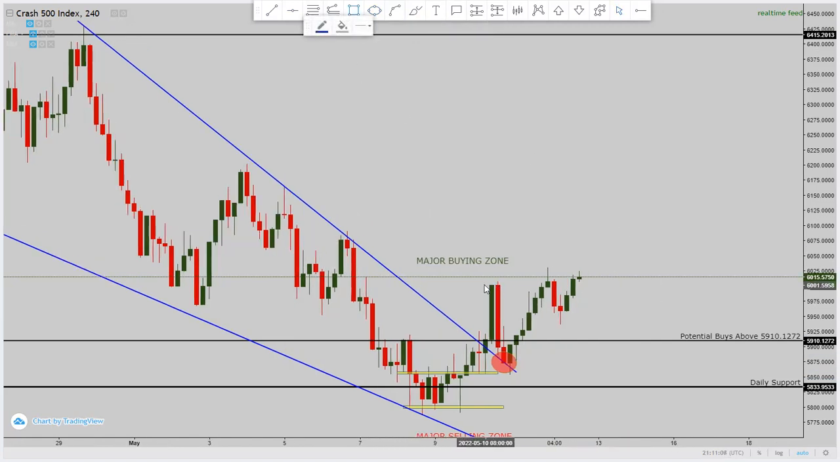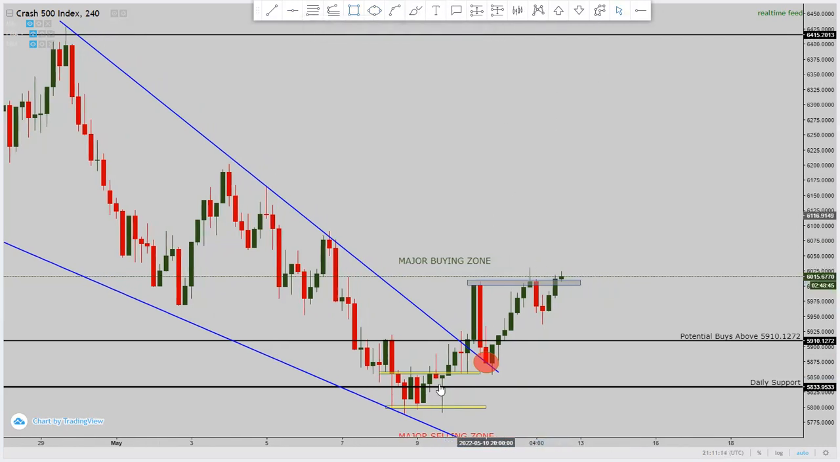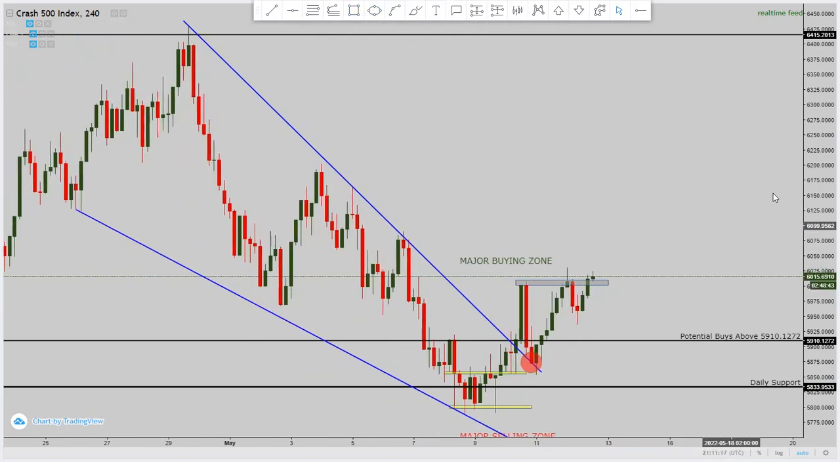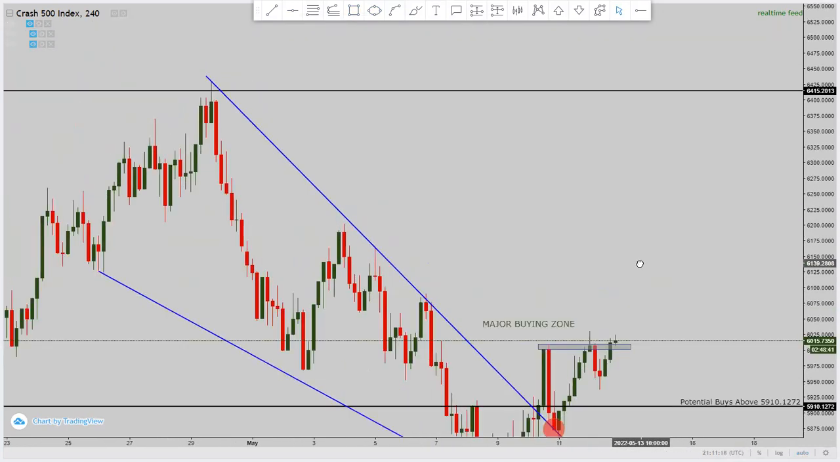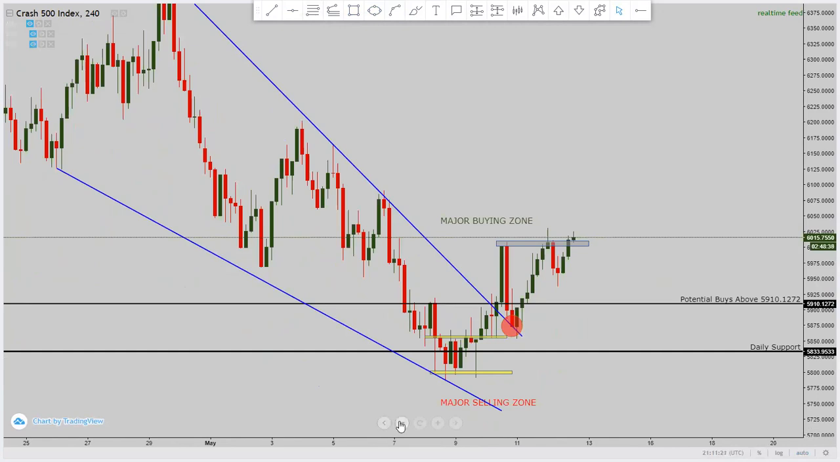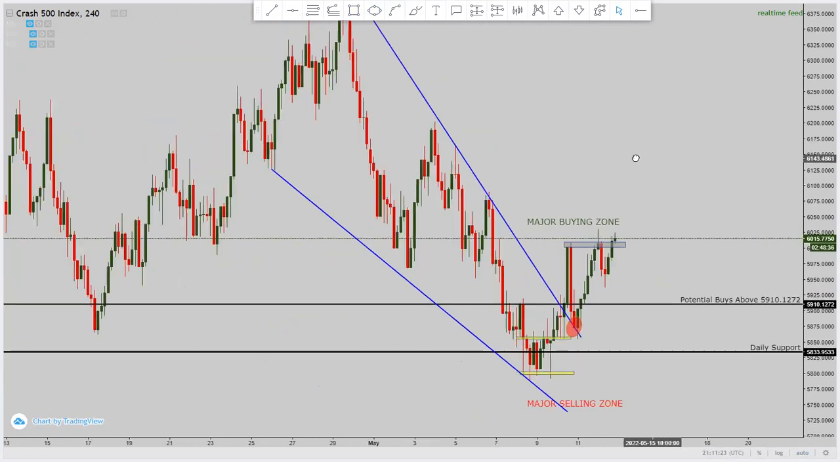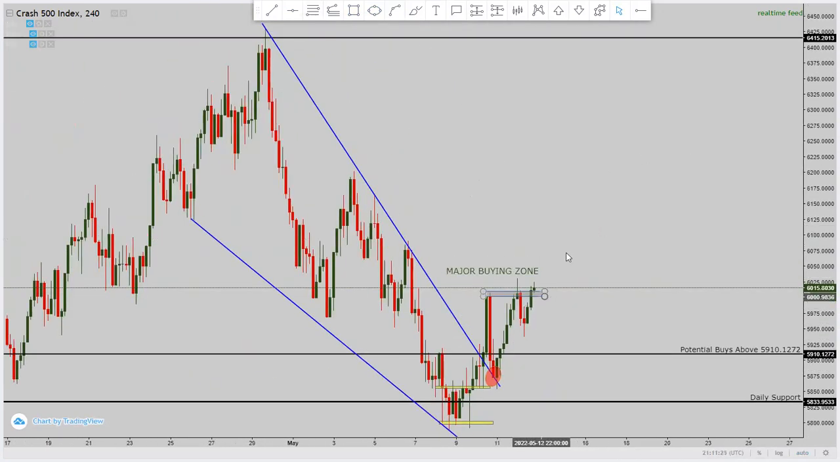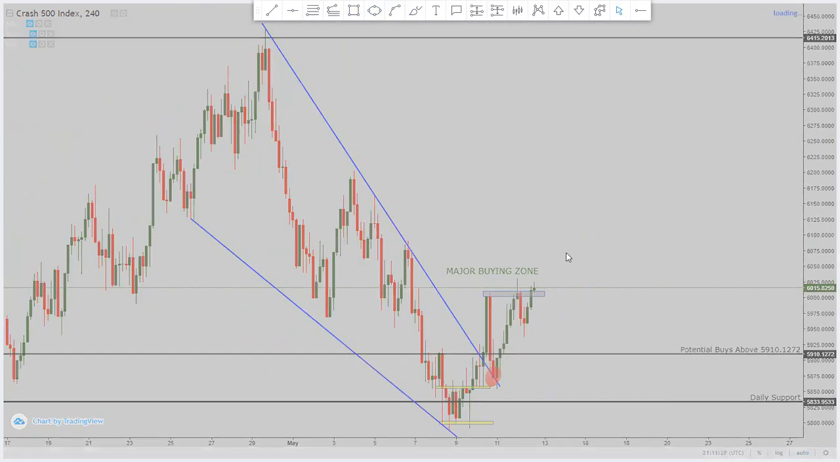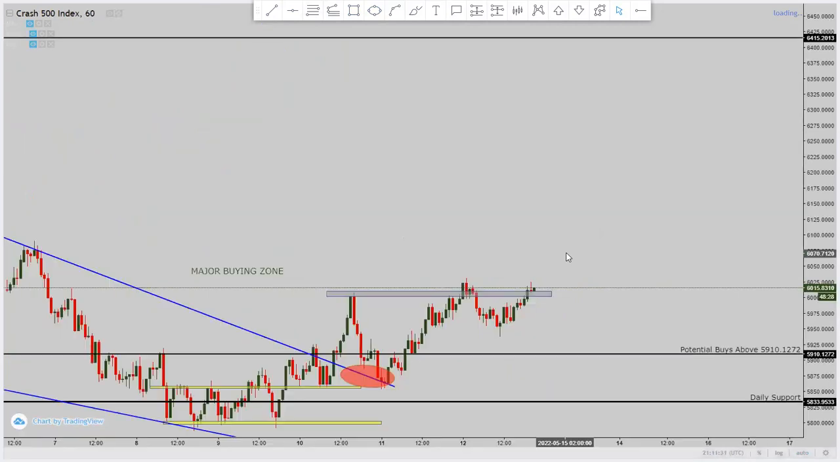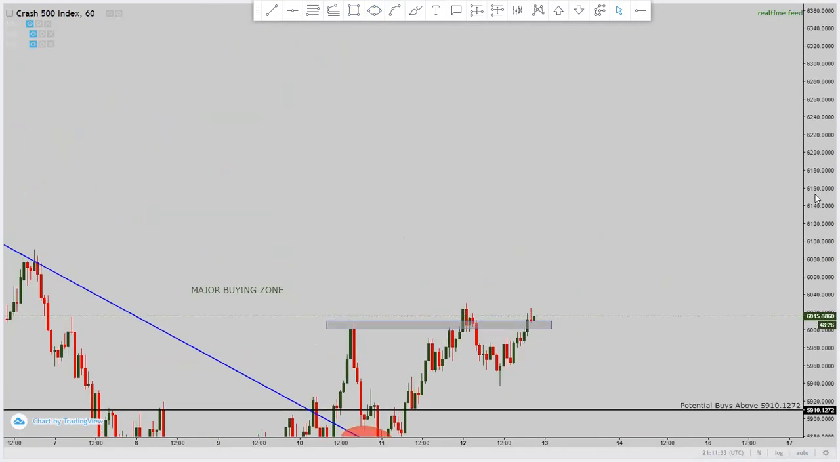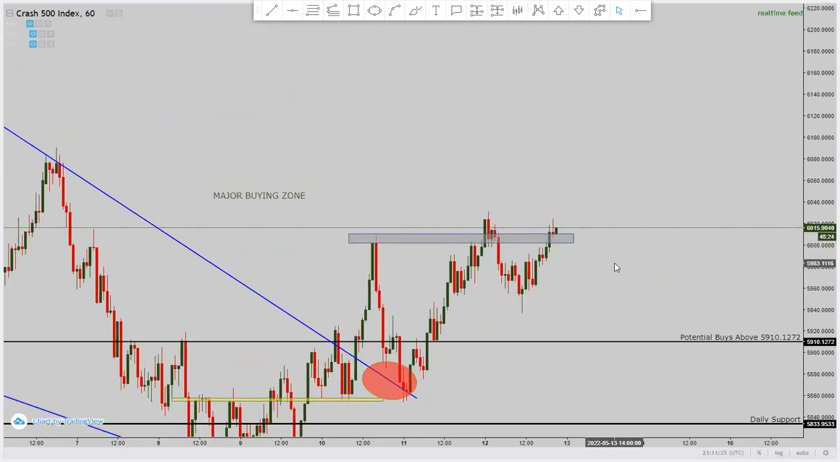Now we have this level of resistance that price is at right now. When you're in an uptrend, the market must be forming higher highs and higher lows. That is what we are looking at in Crash 500. Once price breaks that, just like what it has done, that is where one can enter more buys and look for targets just above there. So this is the channel.